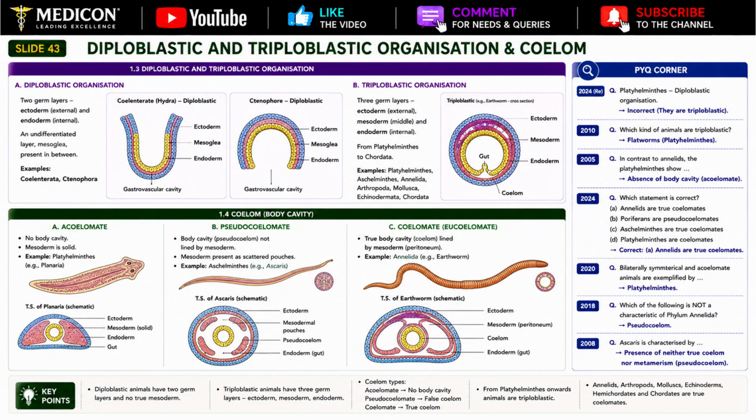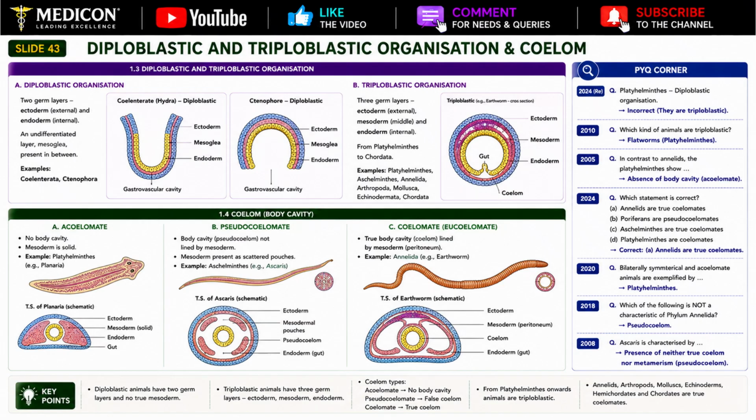Let's see what we mean by coelom. Coelom means presence of a body cavity. So there are three categories mainly. There are other categories also, but these are the main categories. One is acoelomate, second is pseudocoelomate, and third is coelomate. In the acoelomate, the word itself tells you that it has no body cavity. The mesoderm is solid. Examples are Platyhelminthes or flatworms, for example Planaria. The transverse section of the planaria has also been given here. You can see that the mesoderm is solid and therefore there is no cavity formation.